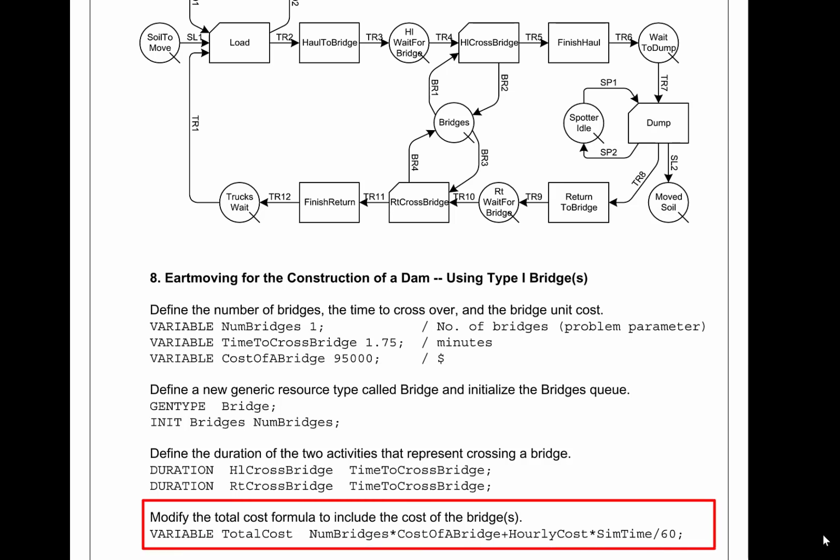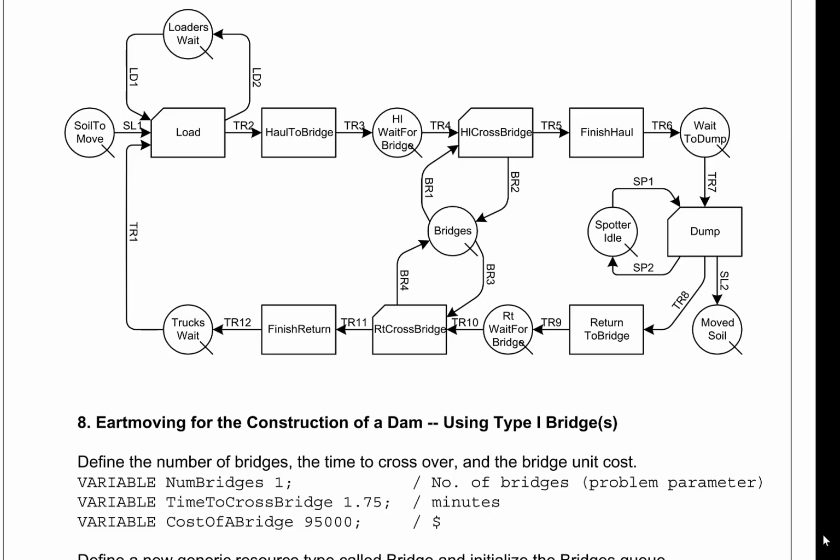The variable total cost calculates the total cost of the entire model. Its formula takes the number of bridges and multiplies it by the cost of a bridge, and then adds to that the hourly cost of the operations multiplied by sim time in minutes and divided by 60 to turn minutes into hours. Model 8 allows only one truck to be on the bridge at any given point in time.